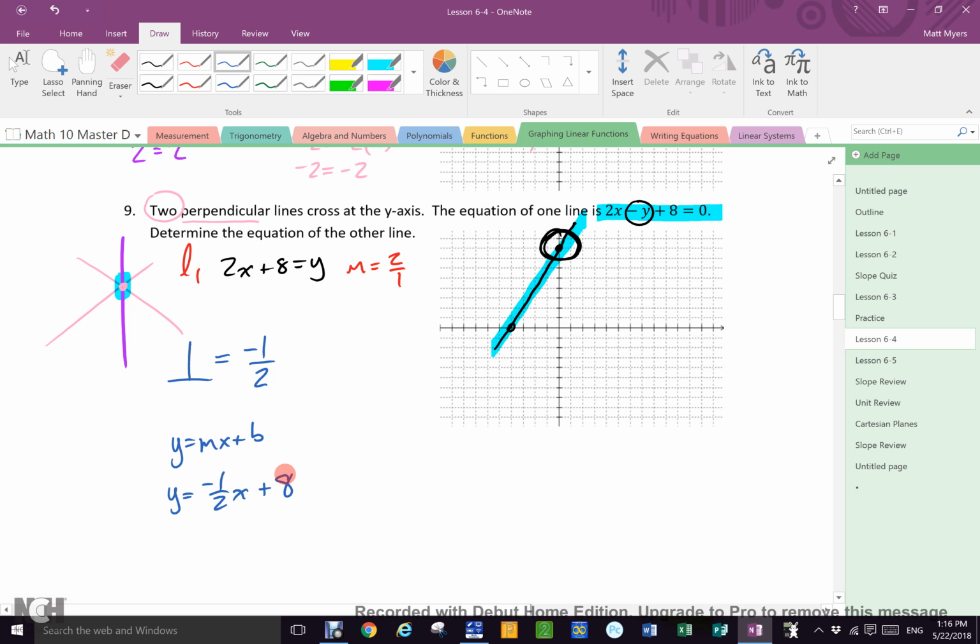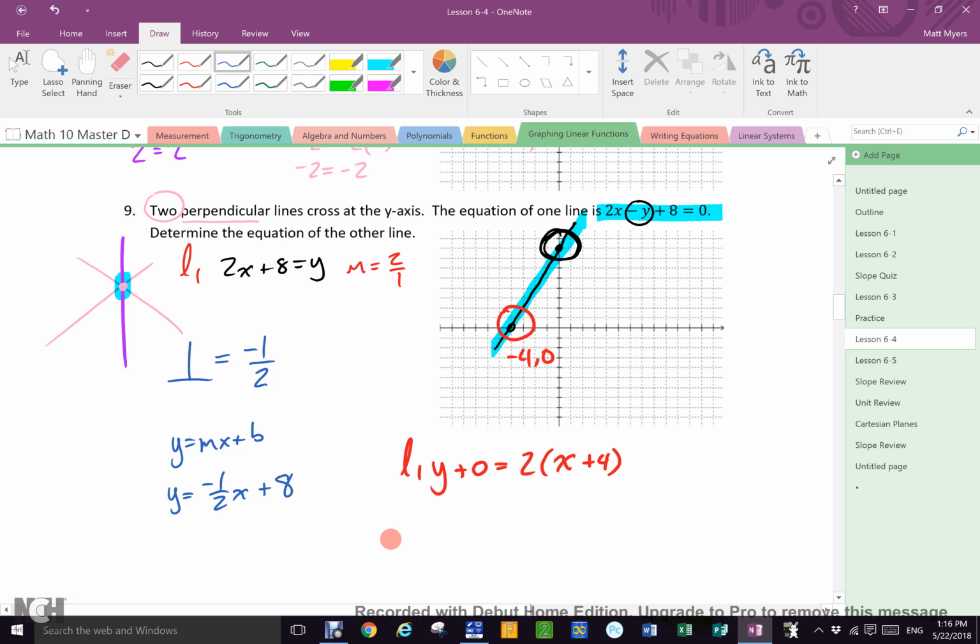Can you put it in point slope form? Do you know that value right there? What is it? Negative 4, 0. So point slope form would be y plus 0 equals what? 2x plus 4. That would be line 1, the original line, right?